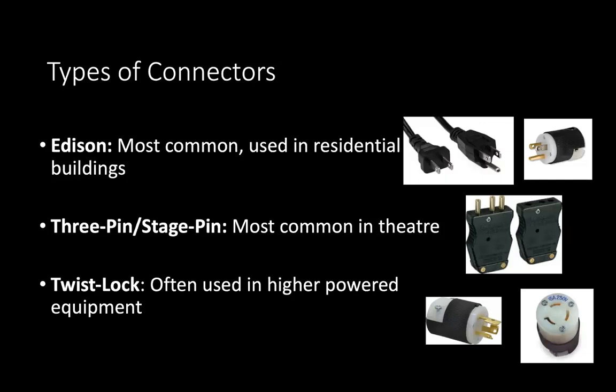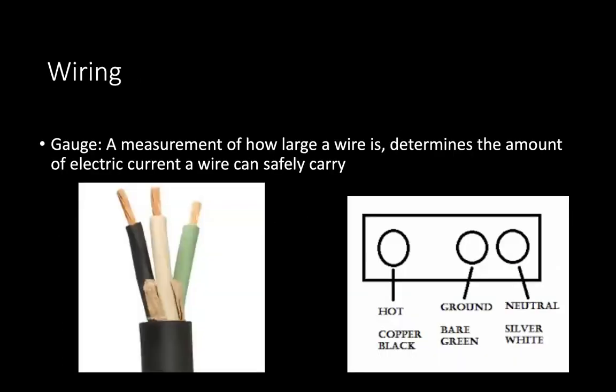And then the twist lock, those are used for a lot higher power equipment, like our moving fixtures. You'll see them typically used for welders and bigger power tools and stuff like that. But it's kind of the same way in lighting. We use it for instruments that need a lot more power. And the reason is because we need the twist lock to make sure that it doesn't come unplugged, because it can be an electrical hazard if it comes unplugged easily.